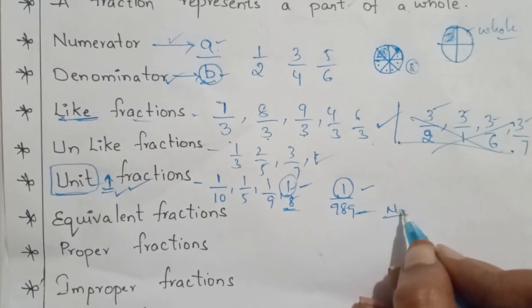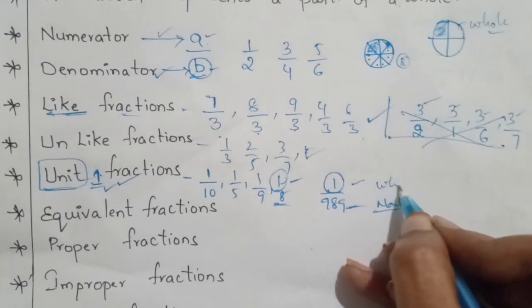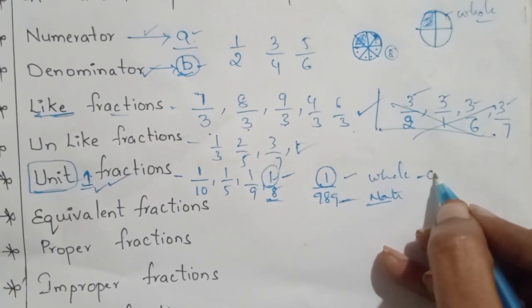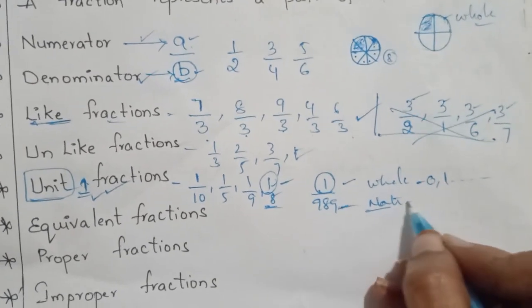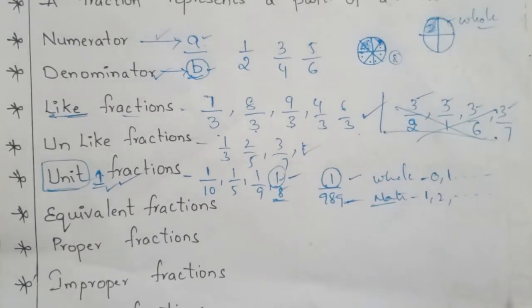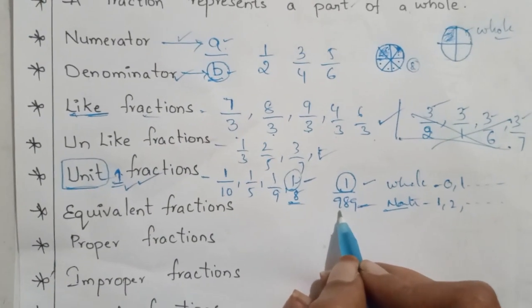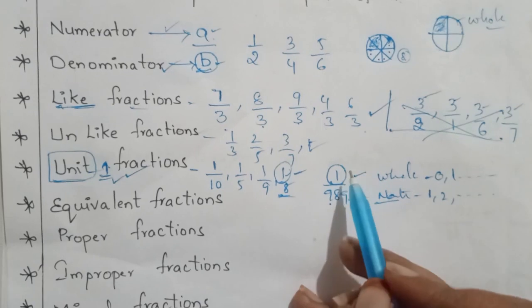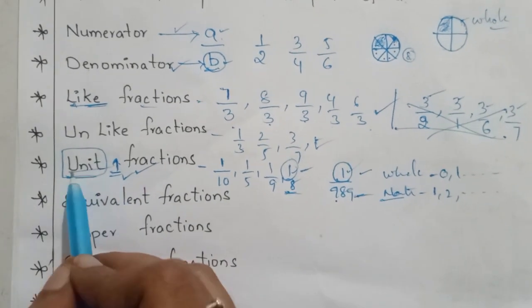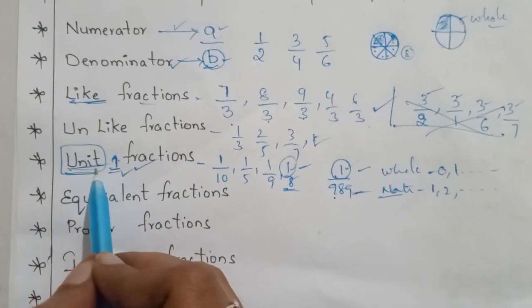I hope you remember natural numbers and whole numbers. As I told you before, whole numbers start with 0 and go to infinity. Natural numbers start with 1 and go to infinity. So here, as we are talking about natural numbers, you can take any number after 1. But if the numerator is 1, then those fractions we call unit fractions.